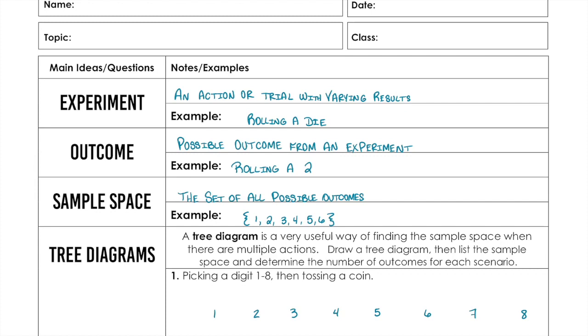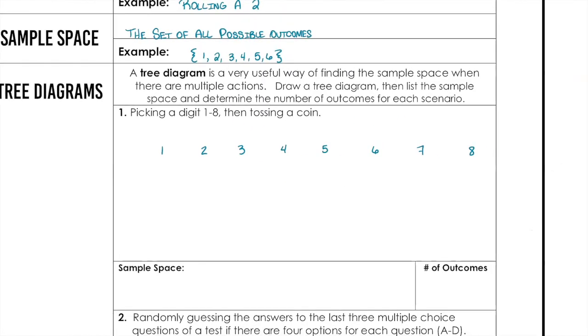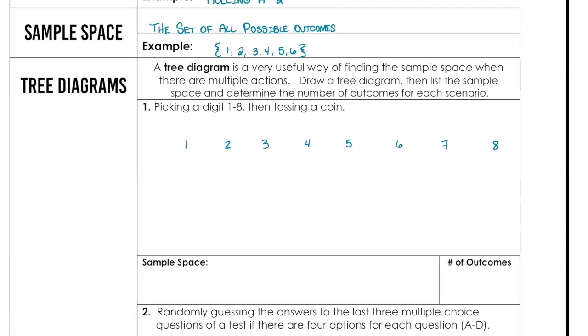Now, we can use tree diagrams to find values of our sample space when there's a couple of different actions. So we're going to draw some tree diagrams, which can be a tidbit tedious, but we're going to draw our tree diagrams to determine the number of outcomes for each scenario. So if we look at number 1, we've got picking a digit 1 through 8. So I've got the possibilities of our first experiment, 1 through 8. And then we're going to flip a coin.